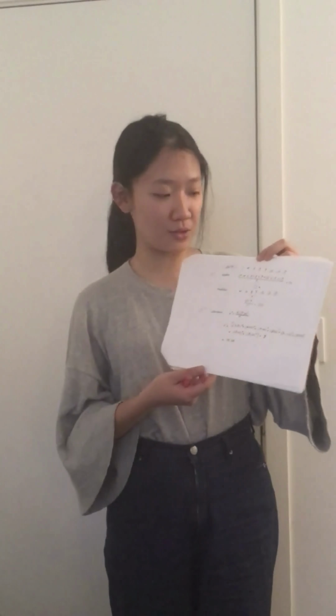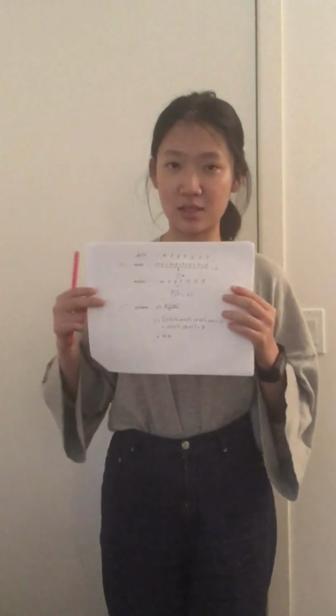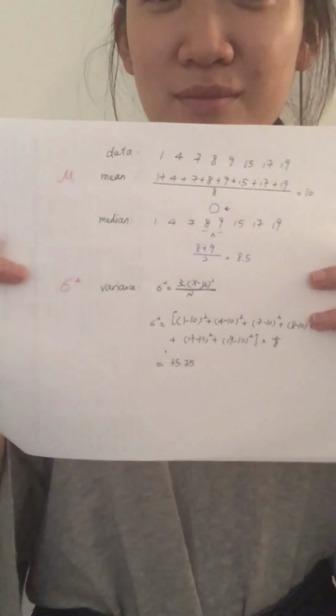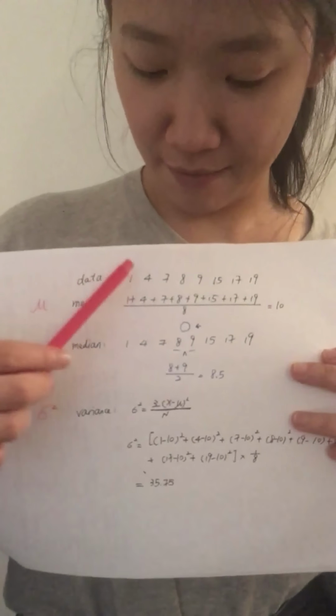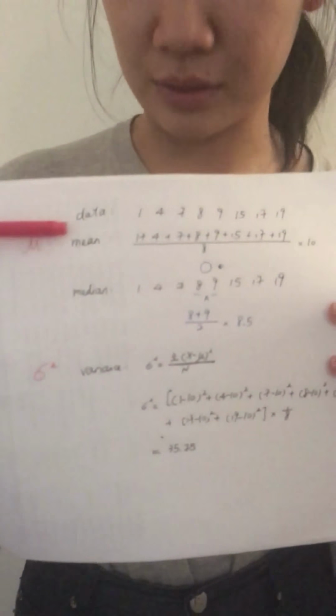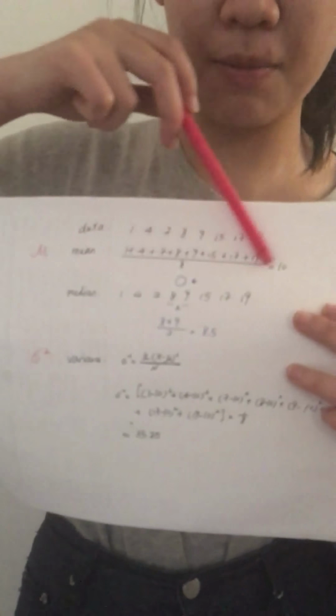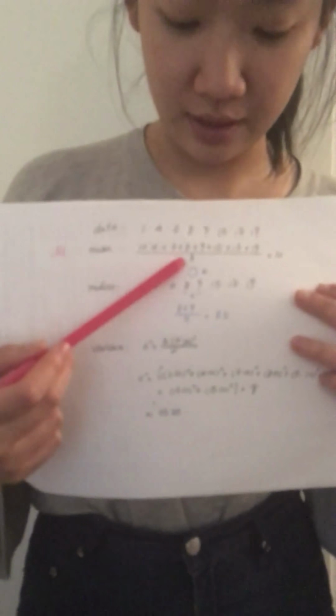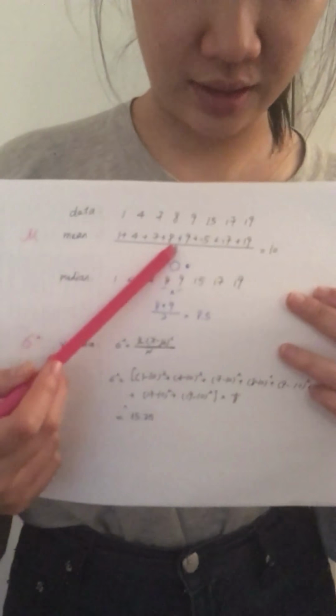For example, we're going to use this data as an example to see. So this is just several numbers that I randomly come up with. 1, 4, 7, 8, 9, 15, 17, 19. For a mean value, you just basically sum it up and then divide it by how many data points you have in this data set. In this case, it's going to be 8. And then the result is going to be 10. Usually, we represent mean value using the alphabet mu.